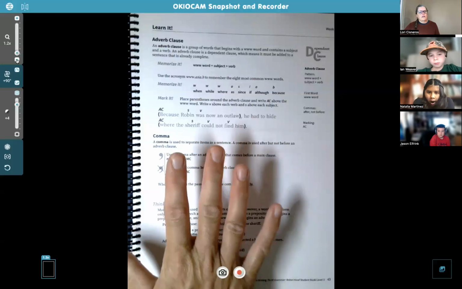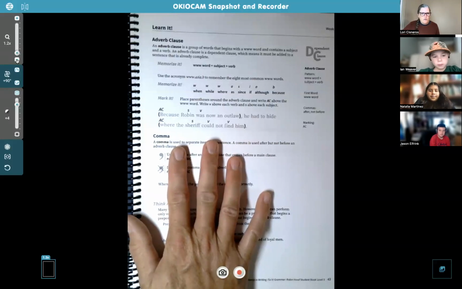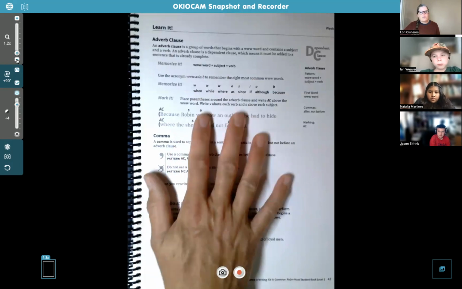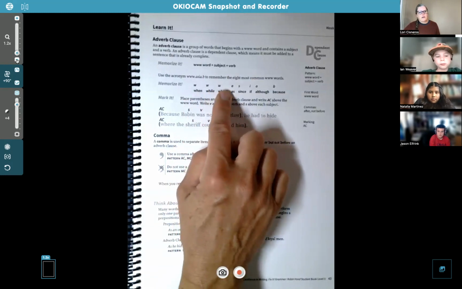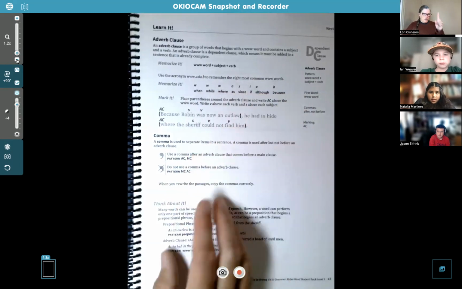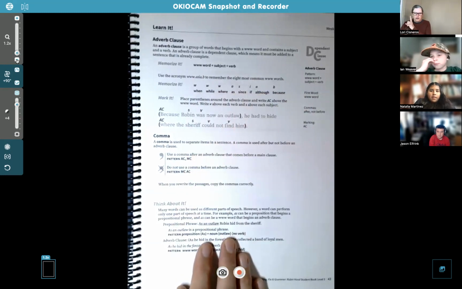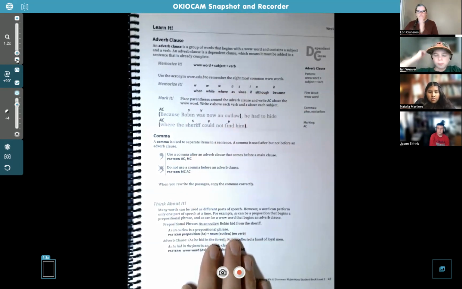So remember, you can always look back on this page when you're doing your homework this week to help you remember. But your adverb clause is this WWW.ASIA.B. So you've got to remember at least that part, and then remember each word for each letter. That'll help you find it.